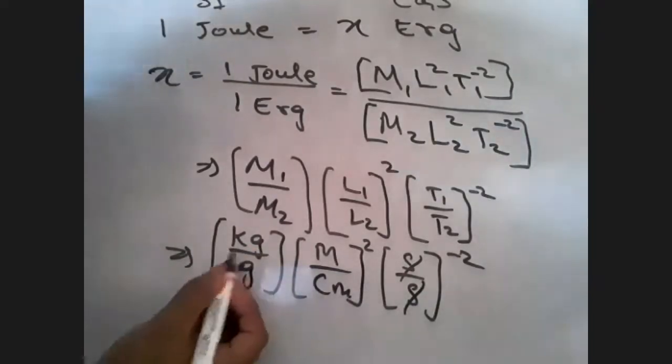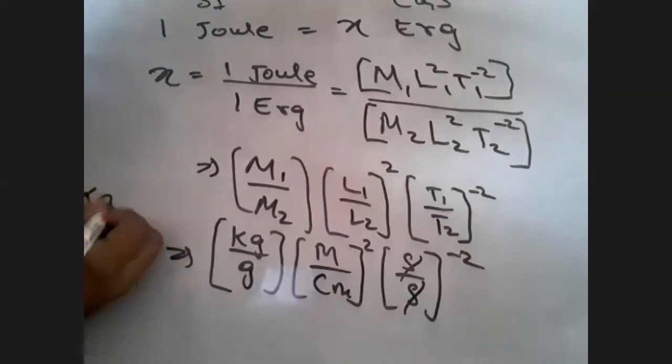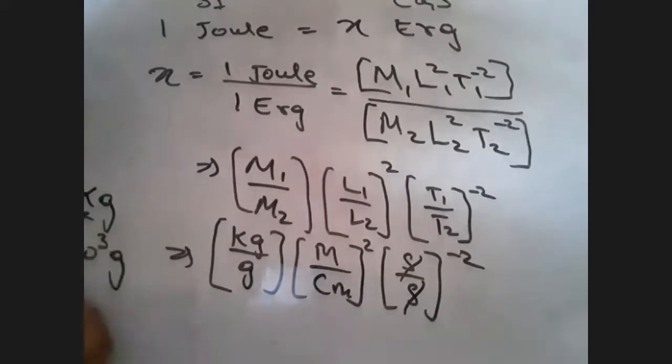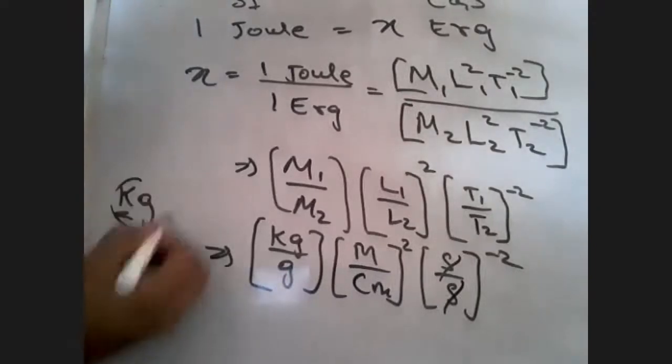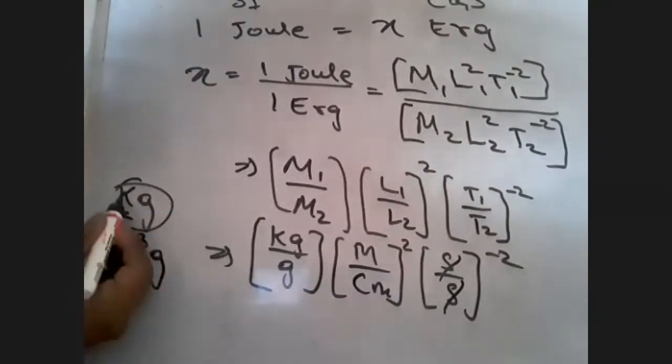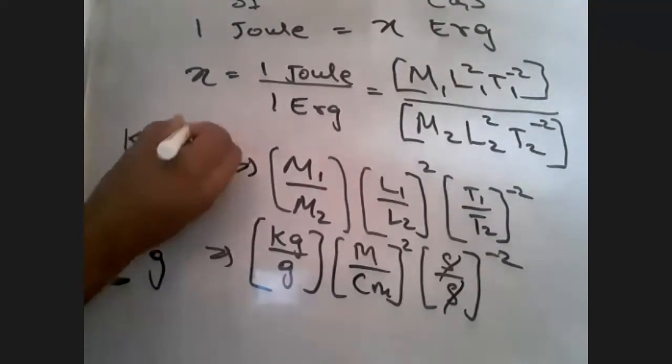You can also view it, students, like a shortcut, which I'm going to tell you. The shortcut here is like this. See, this k in kg can be written as 10 raised to 3 g. This k can be replaced by 10 raised to 3, so it becomes 10 raised to 3 grams. So k can always be equal to 10 raised to 3.